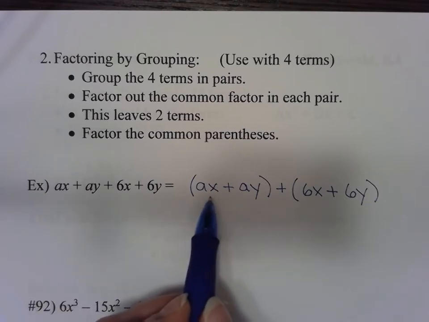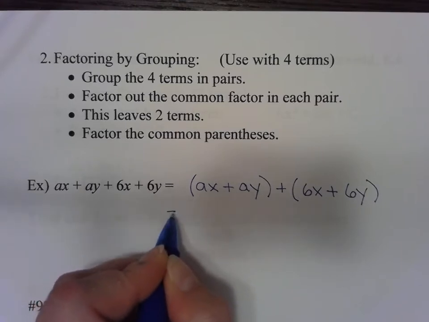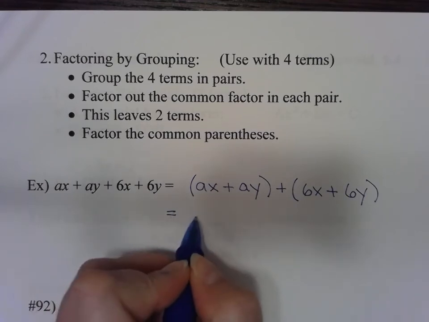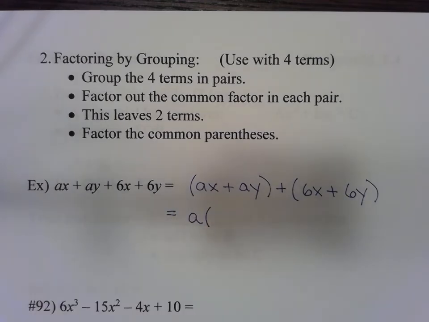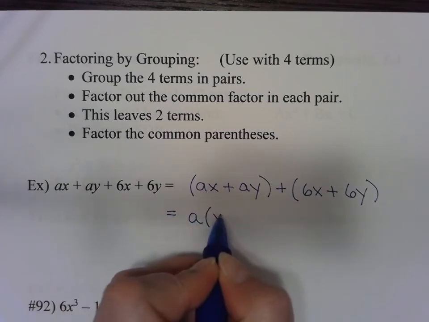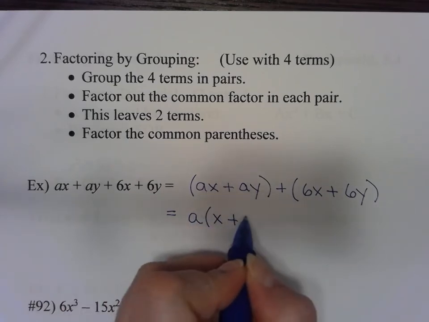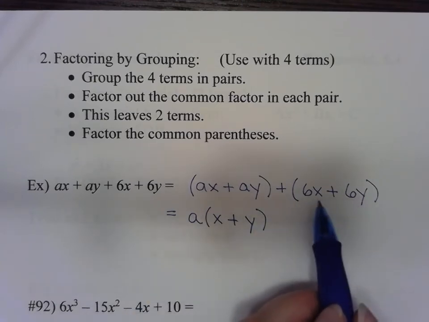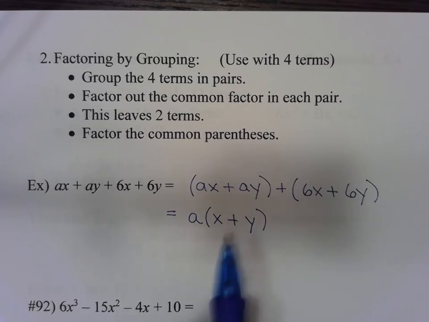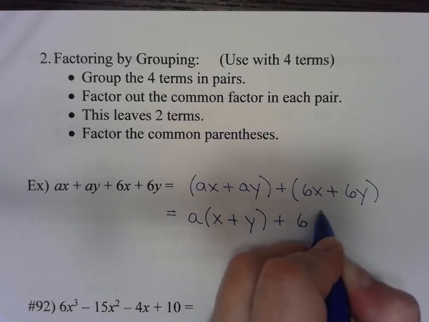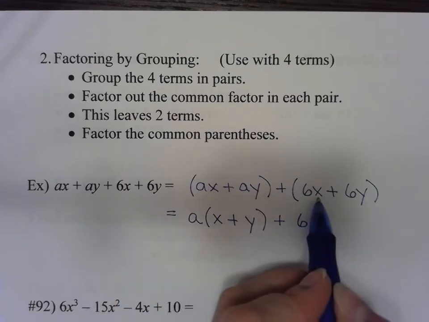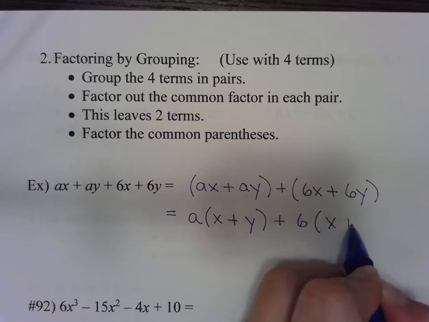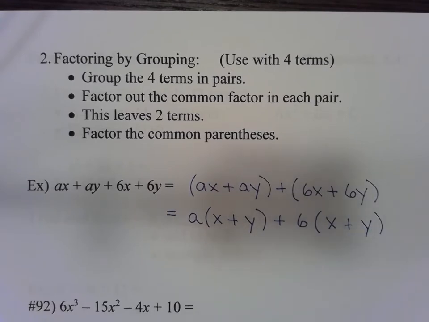Okay, so what do the first two terms have in common? They both share an A, so that's the GCF. So I'm going to factor that out. From the first piece, I'm left with an X. From the second piece, I'm left with a Y. How about for this second pair? What is the GCF? It would be a 6. So I'm going to factor that out, and I'll have an X left and a Y left.